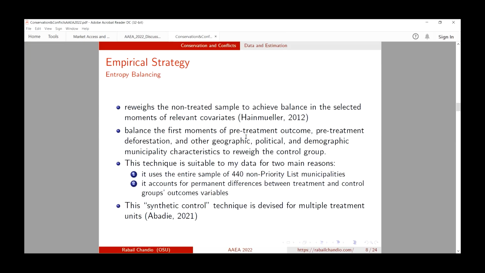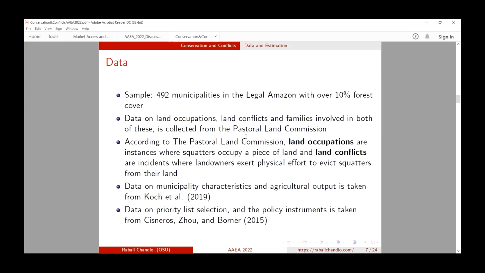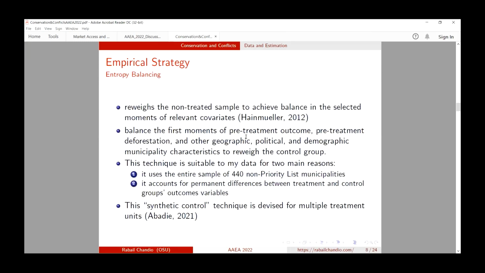For entropy balancing, I will use Clark's explanation from the last presentation. We use synthetic controls here because the treated municipalities are inherently different from the control ones. They were targeted because they were very high deforesters. So if we just use the control group from the rest of the Amazon area, that's not a good control group. We have to do something about it, and what we try to do here is use synthetic controls.